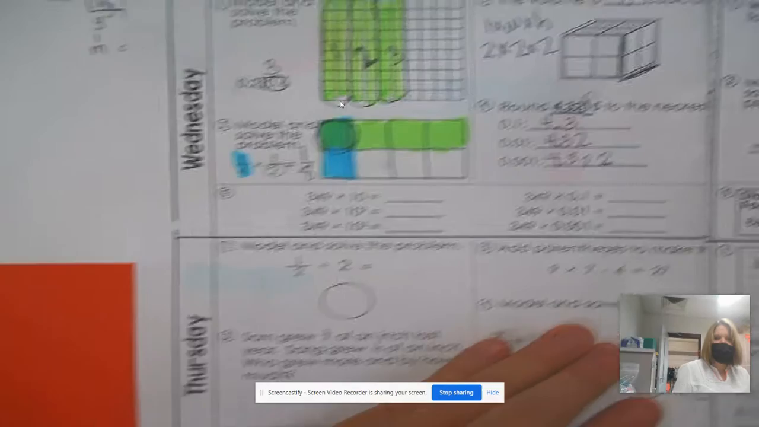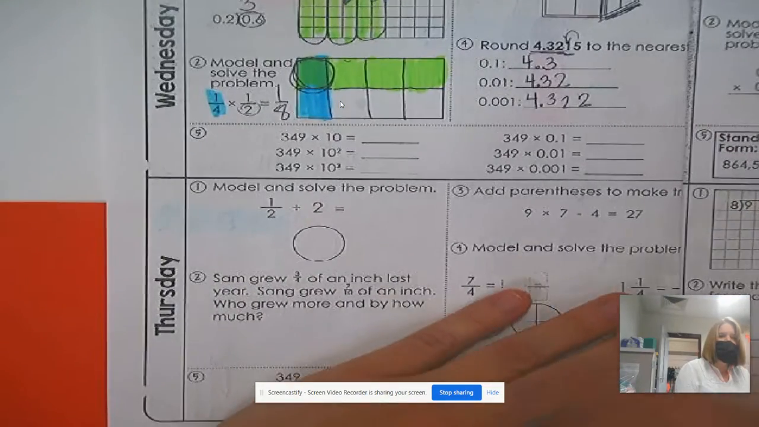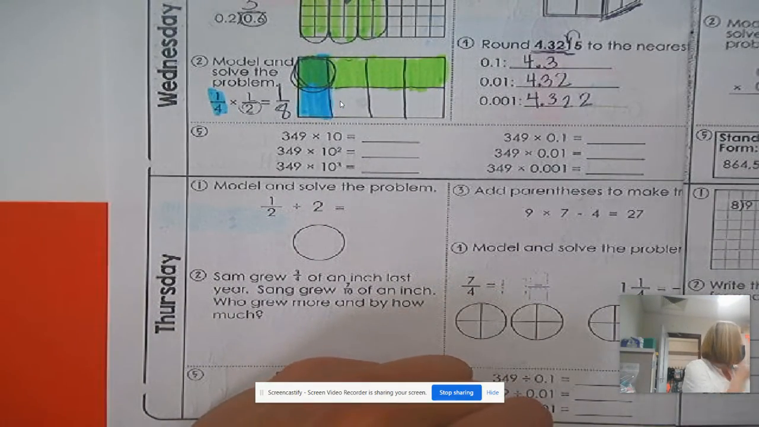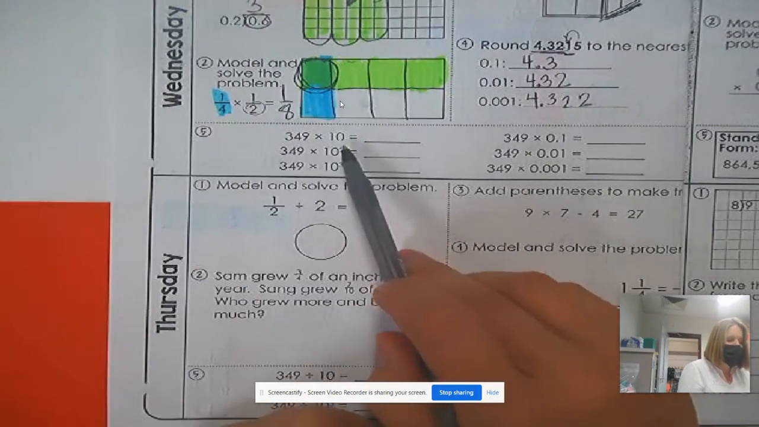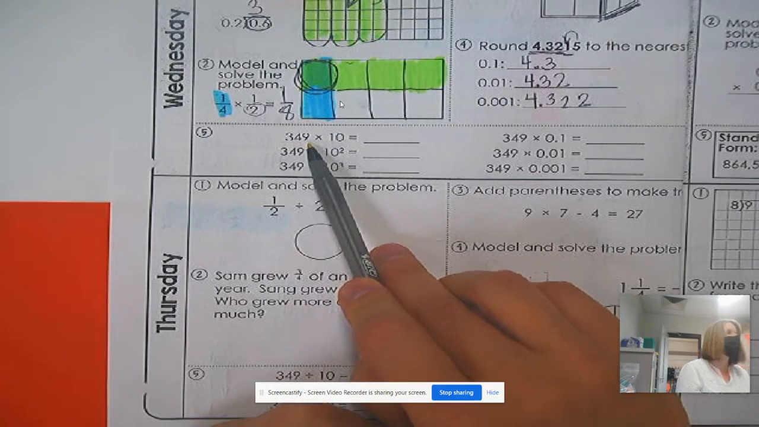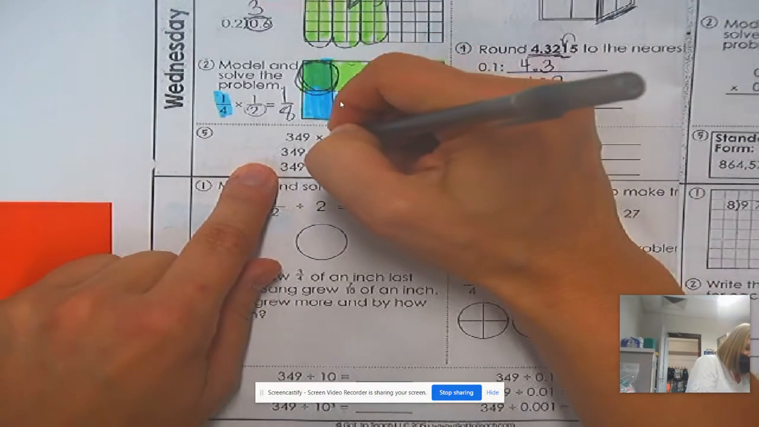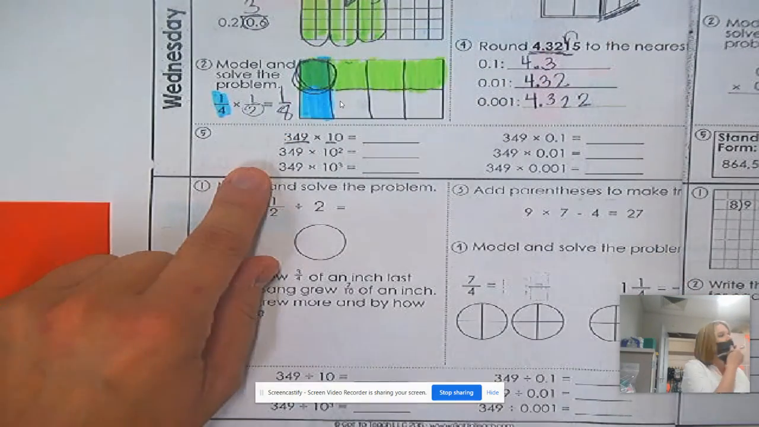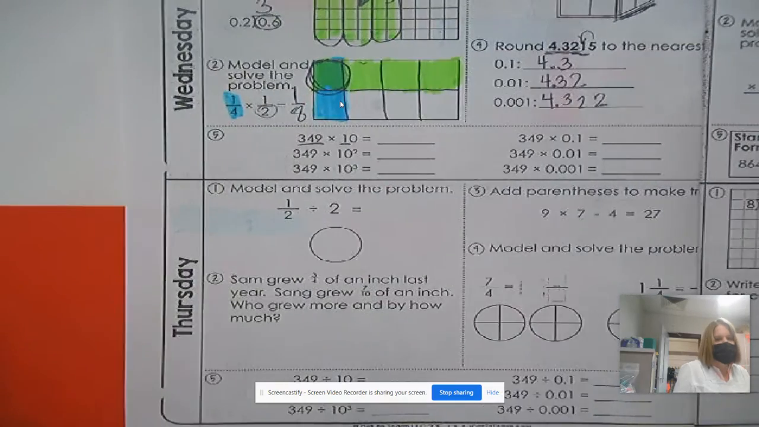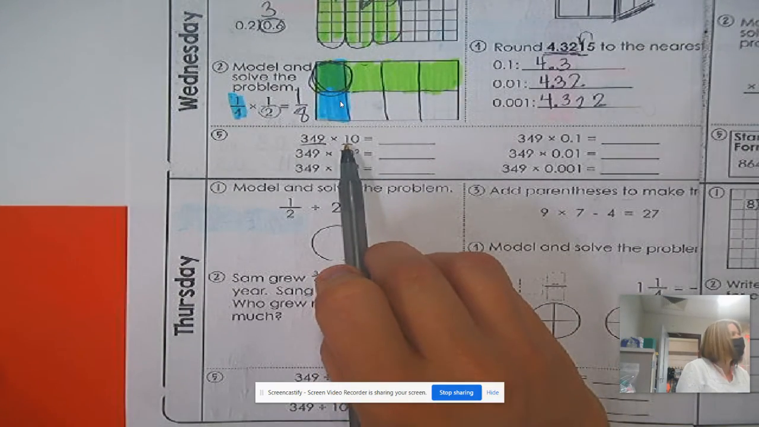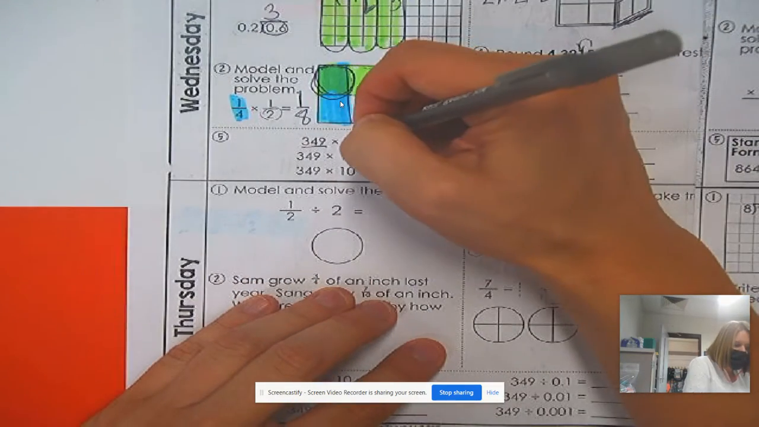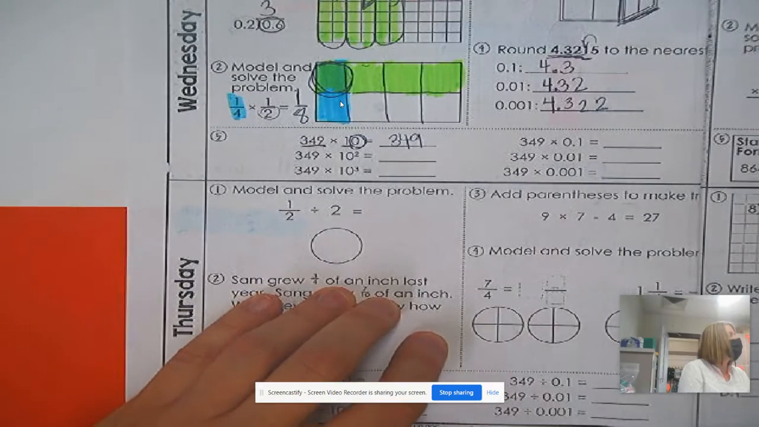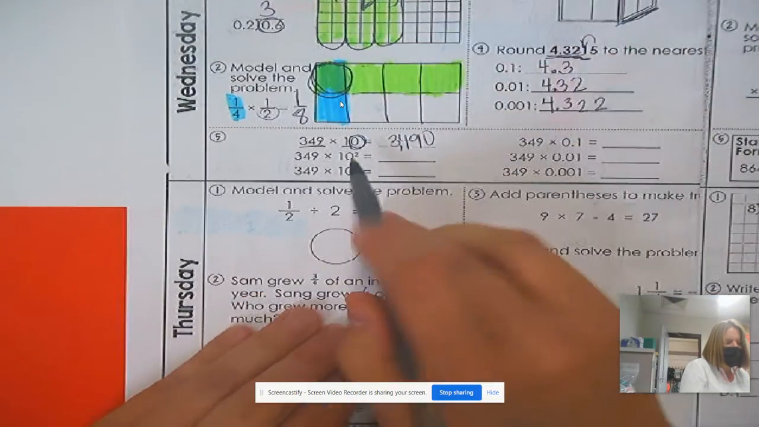All right. This last part was almost exactly what we did yesterday, right? Multiplying by tens. Remember when we multiply by 10, what can we do to this number? Annex a 0. So I like to teach that you multiply your non-zero digits. So what's 349 times 1? 349. And then we have to annex a 0. Good.